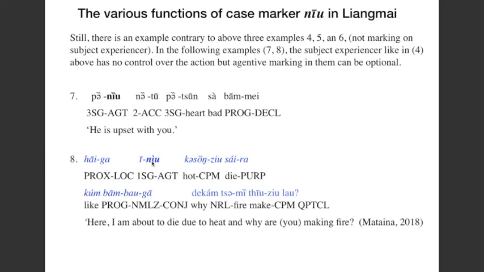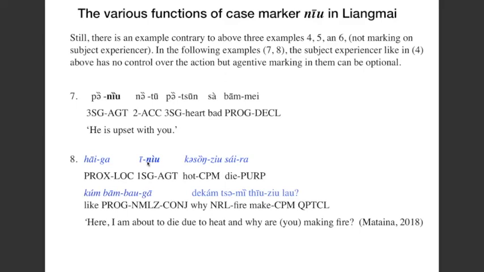But if we closely look at the context of the above sentences and example number 7, the context is different. In 7, Panyu Natu Pachun Sabame, he is upset with you. Here, the subject has no control over the action, but it is totally different from the sentences we have seen in 4 and 6. But still, the agentive marker can be optional. Now, the remaining portion will be presented by my co-presenter, Kailat Bo.